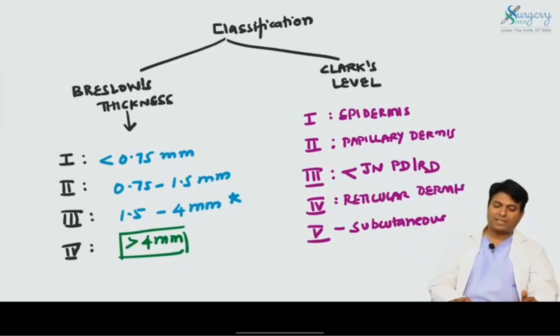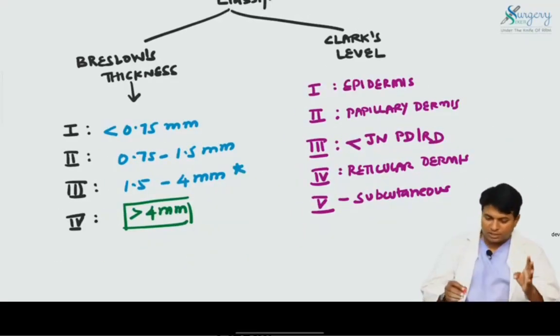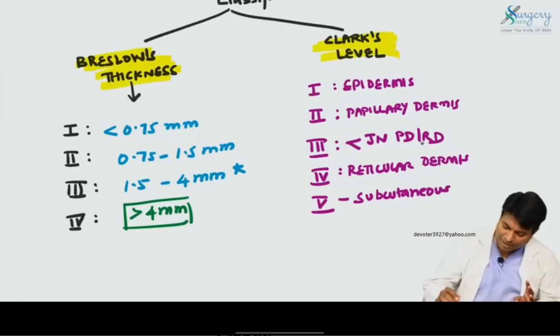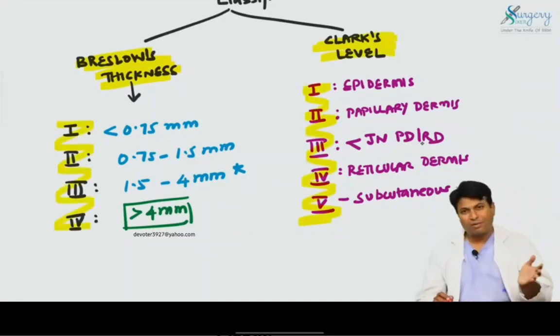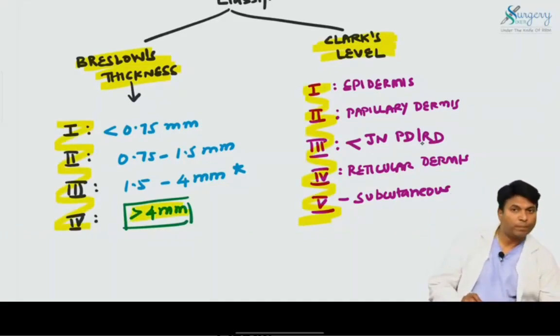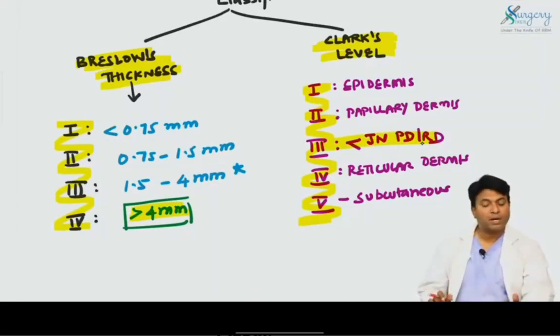So very simple. Breslow's classification and Clark's classification. Breslow's is 4 numbers. Please remember Breslow's is 4 numbers. Clark's is 5 numbers, 1, 2, 3, 4, 5. Breslow only 1, 2, 3, 4. Less than 0.75, 0.75 to 1.5, 1.5 to 4, more than 4 is 4. And remember 3 is a junction in Clark's level of invasion. Please don't forget this point.